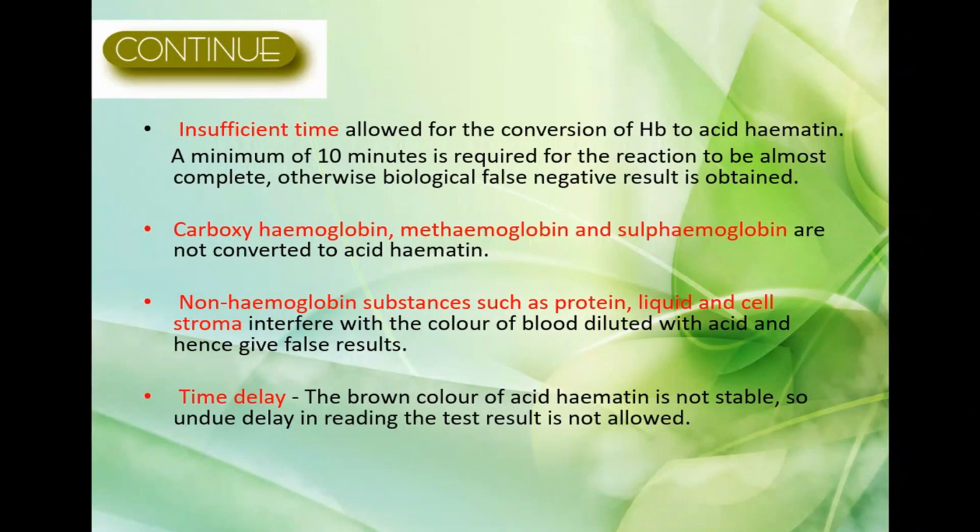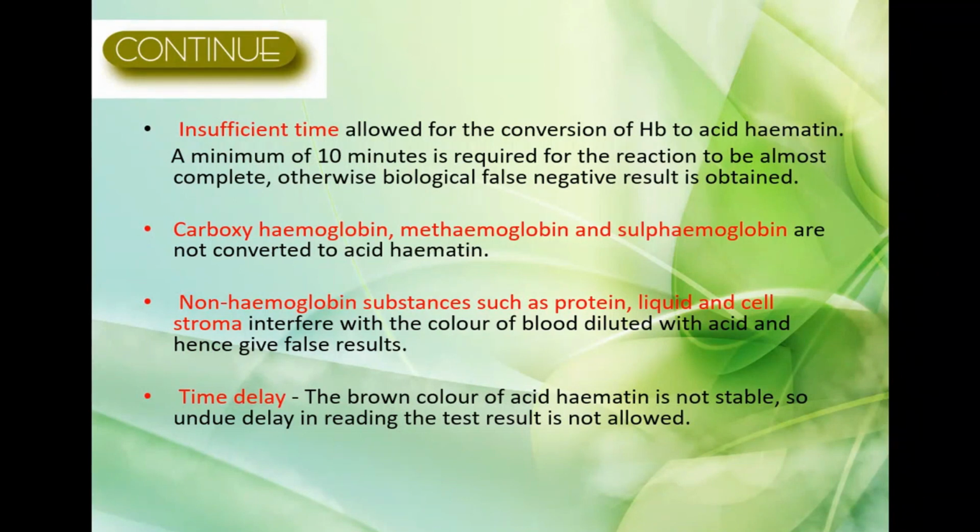Non-hemoglobin substances such as protein, lipid, and cell stroma interfere with the color of the blood diluted with the acid, which gives a false result. So non-hemoglobin substances which are present in the blood, like proteins, lipids, and cell stroma, can also interfere. That's why you have to be very sure that you are not drawing all the cells and other things into the blood. Okay, then the time delay.